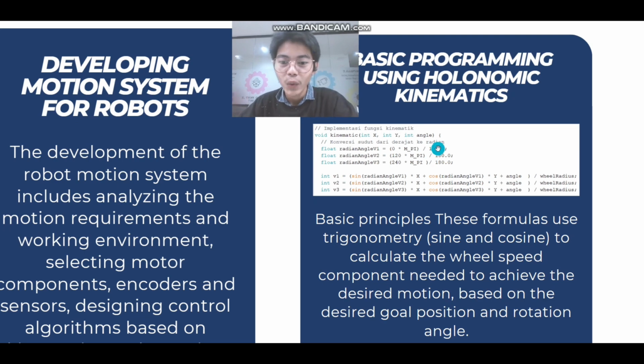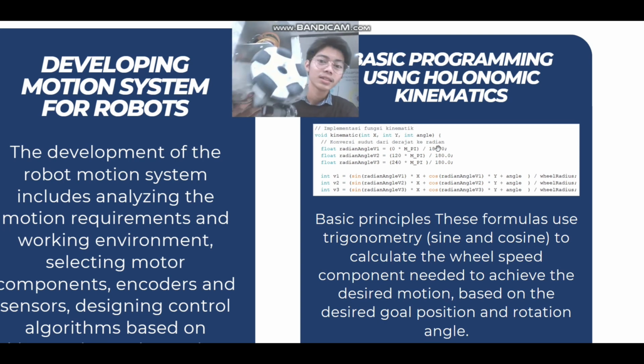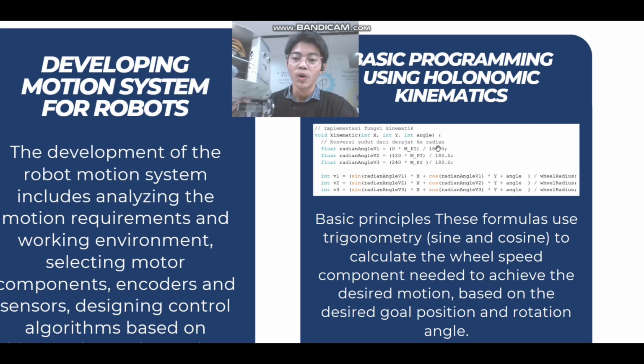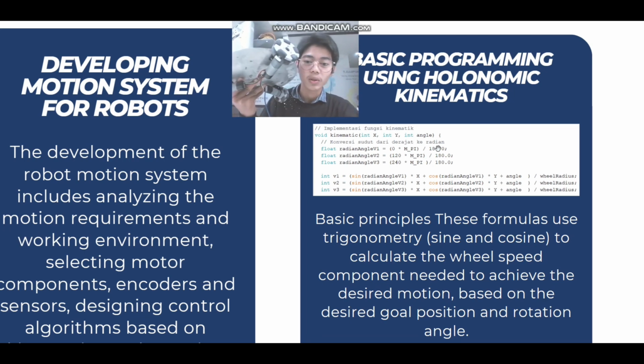The angle here, we can determine from the robot's point. Here the point for the first wheel is 0. The first wheel is point 0, so we can say the angle P1 is 0.